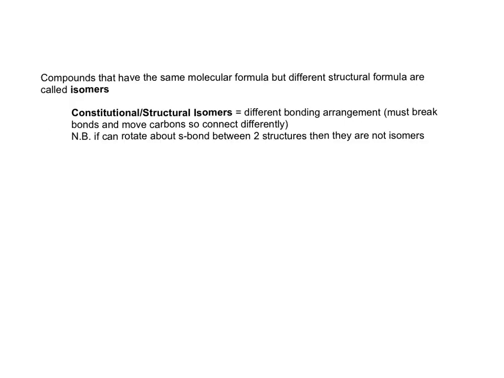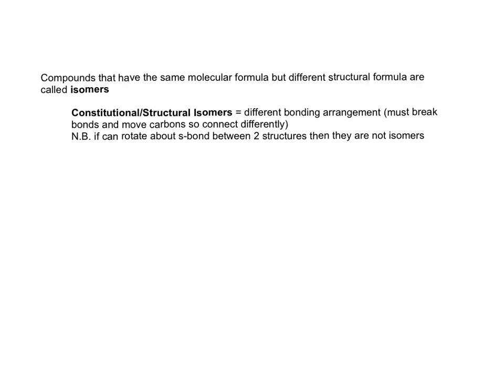Compounds that have the same molecular formula but different structural formulas are called isomers. So there's structural isomers, also called constitutional isomers, that have a different bonding arrangement. So in order to do this, you have to actually break carbon bonds and place them on different carbons.